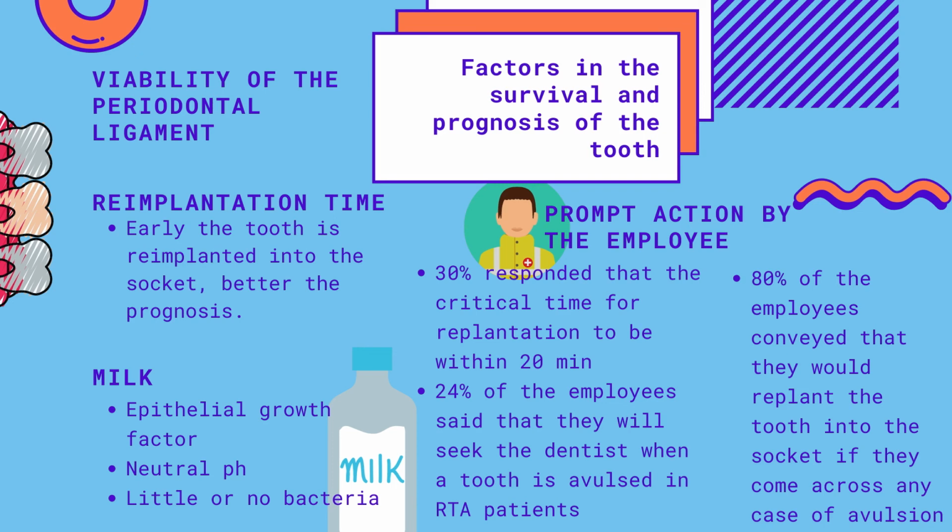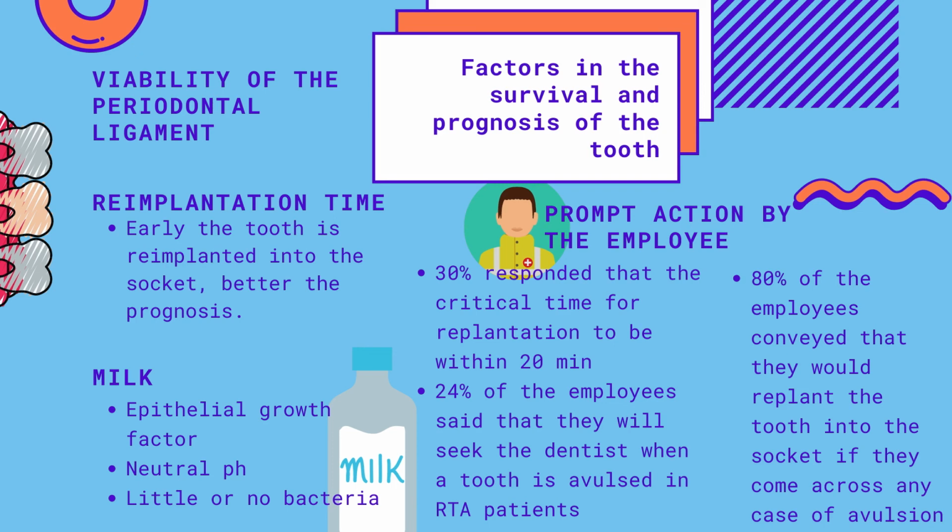Another main factor is the storage medium, which affects the viability of the periodontal ligament. Milk has been widely recommended for dentists and the general population as the ideal storage medium for an avulsed tooth because it contains epithelial growth factors, has a neutral pH, and has little or no bacteria. The last factor is the prompt action by the employee.